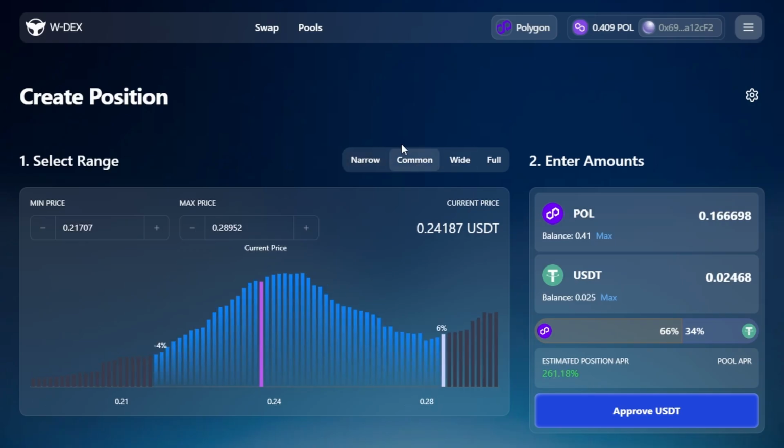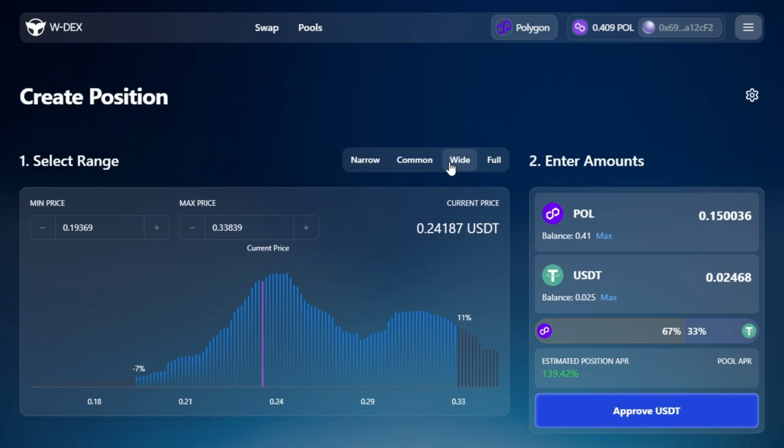Common, a broader range, from -4% to +6% of the current price. It offers a balance between risk and return due to the wider percentage range. There's a lower chance of falling out of the active trading zone. It's suitable for most users who want to earn stable fees without active management. However, it still requires some experience.